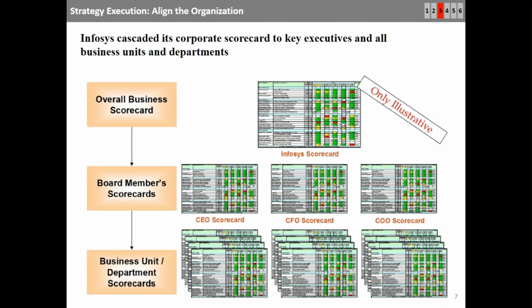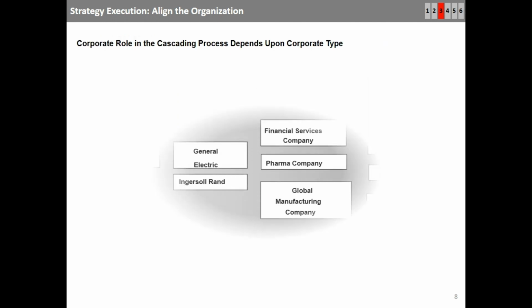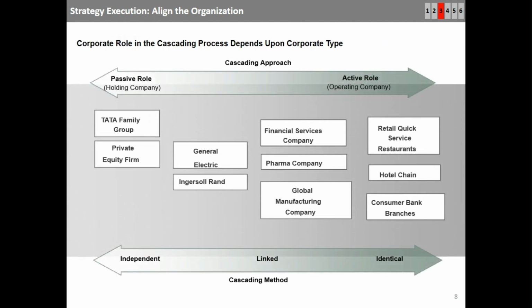You can look at the example of how the corporate scorecard is cascaded to board members, business units, and departments. This diagram is an illustration for your reference. We shall discuss the corporate role in the cascading process and how it depends upon corporate type. In the diagram, the left side is where the corporate office plays a passive role. Typically holding companies play a passive role. The example is Tata Family Group. On the right side the corporate office plays an active role. Typically hotel chains and banking units come under this category.